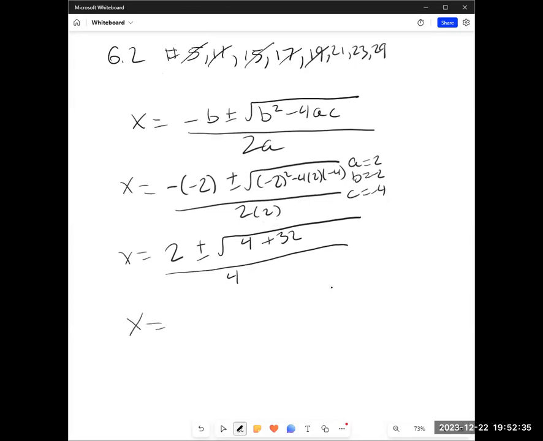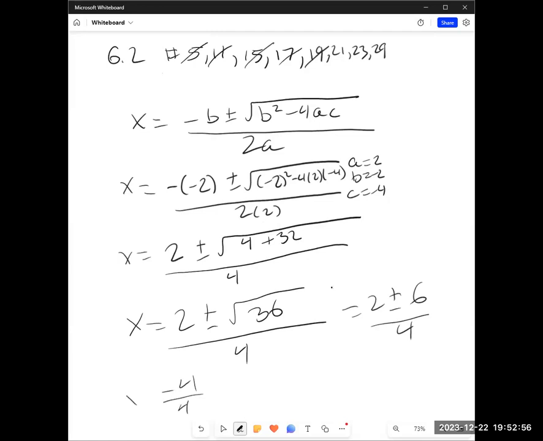We're still obeying the order of operations. I'm just doing things that don't affect each other with the plus or minus signs in between them. So 2 plus or minus 6 over 4. So 2 minus 6 is a negative 4 over 4. I'm going to say that this is my x1 answer. My x2 answer, that's going to be the addition. 2 plus 6 is 8 over 4. So this is a negative 1, and this is a positive 2.